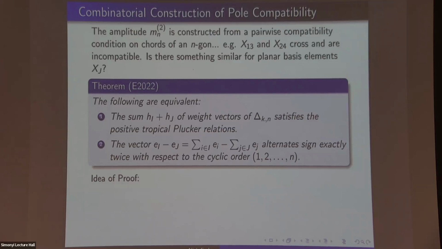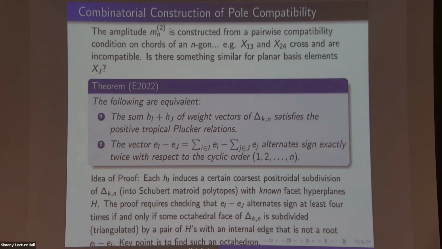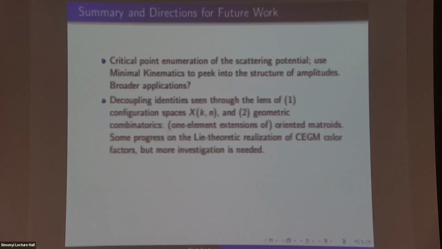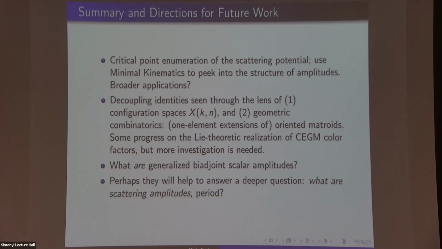Idea of the proof: you have to restrict to the octahedral faces, and you check whether each octahedral face is induced on it a matroid subdivision or not. You don't want any new edges. So that's the main result, and we skip here to the summary and directions in future work.